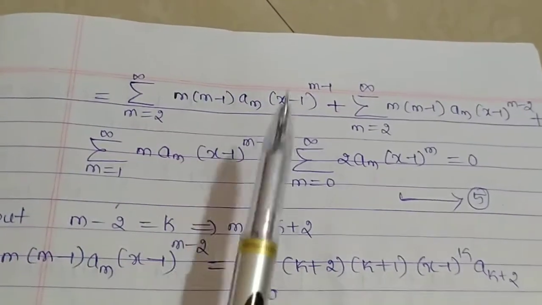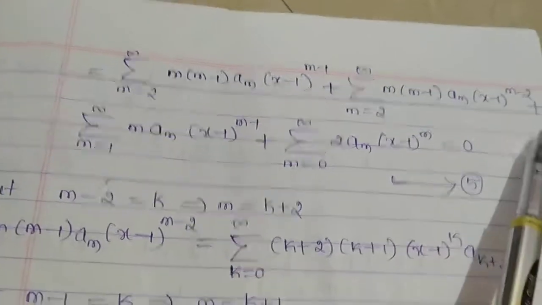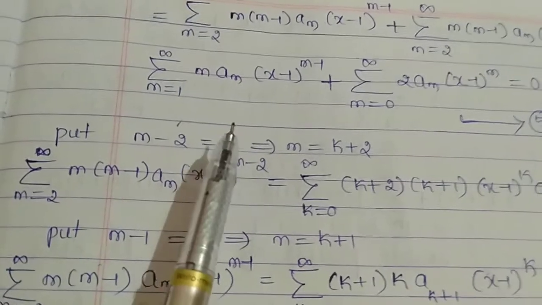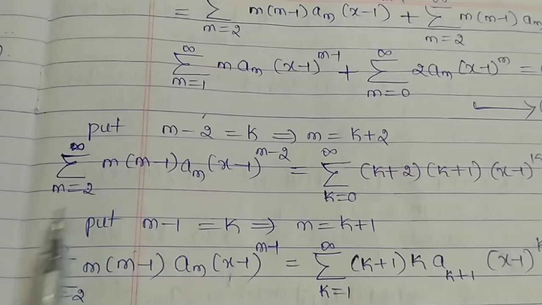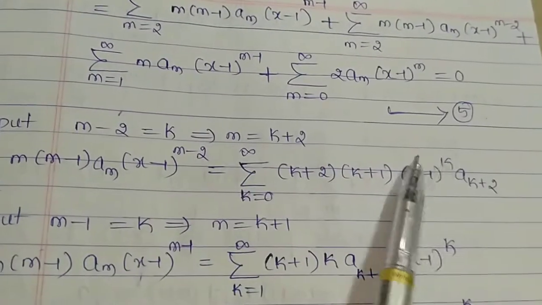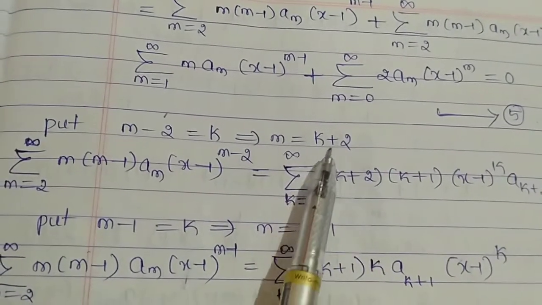So for that, what do I have to do? I have to take m minus 1 is equal to k and m minus 2 is equal to k. First of all I will take m minus 2 is equal to k. So what is my m value? The m value will be k plus 2, and my summation varies from k is equal to 0 to infinity, and m minus 2 will be k. Isn't it? I have to substitute in place of m, that is k plus 2.